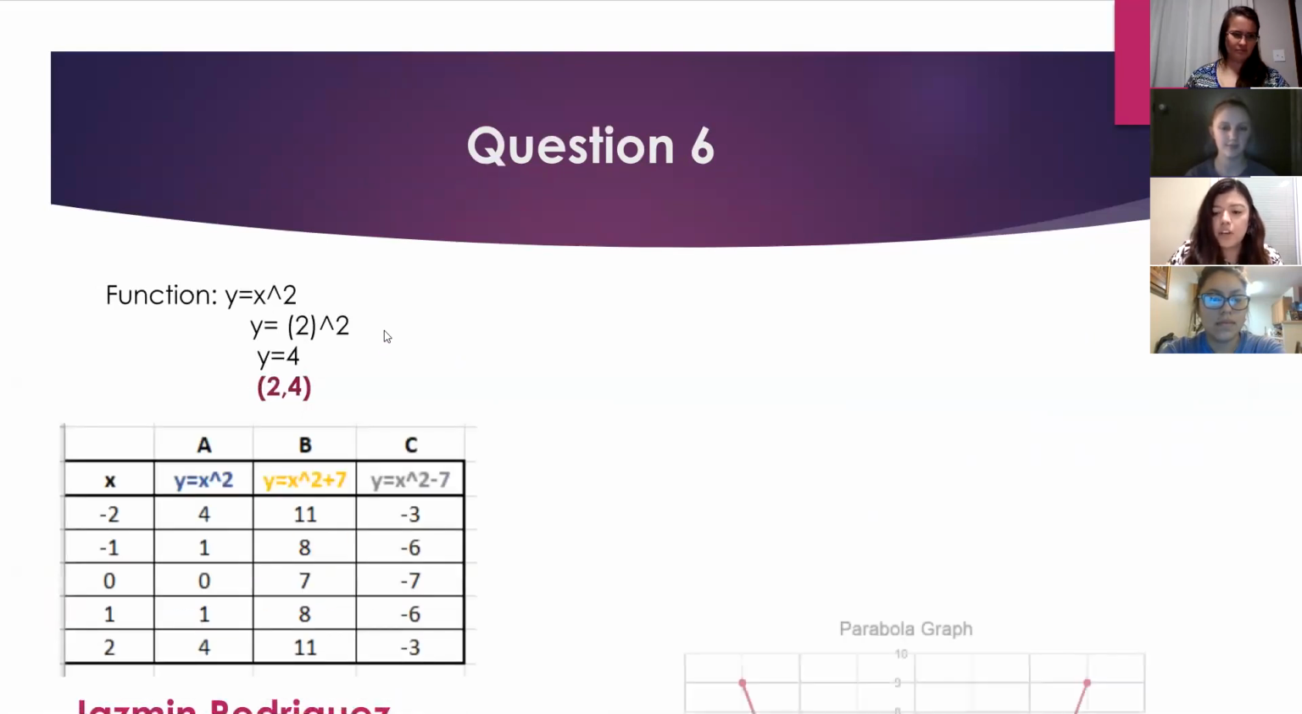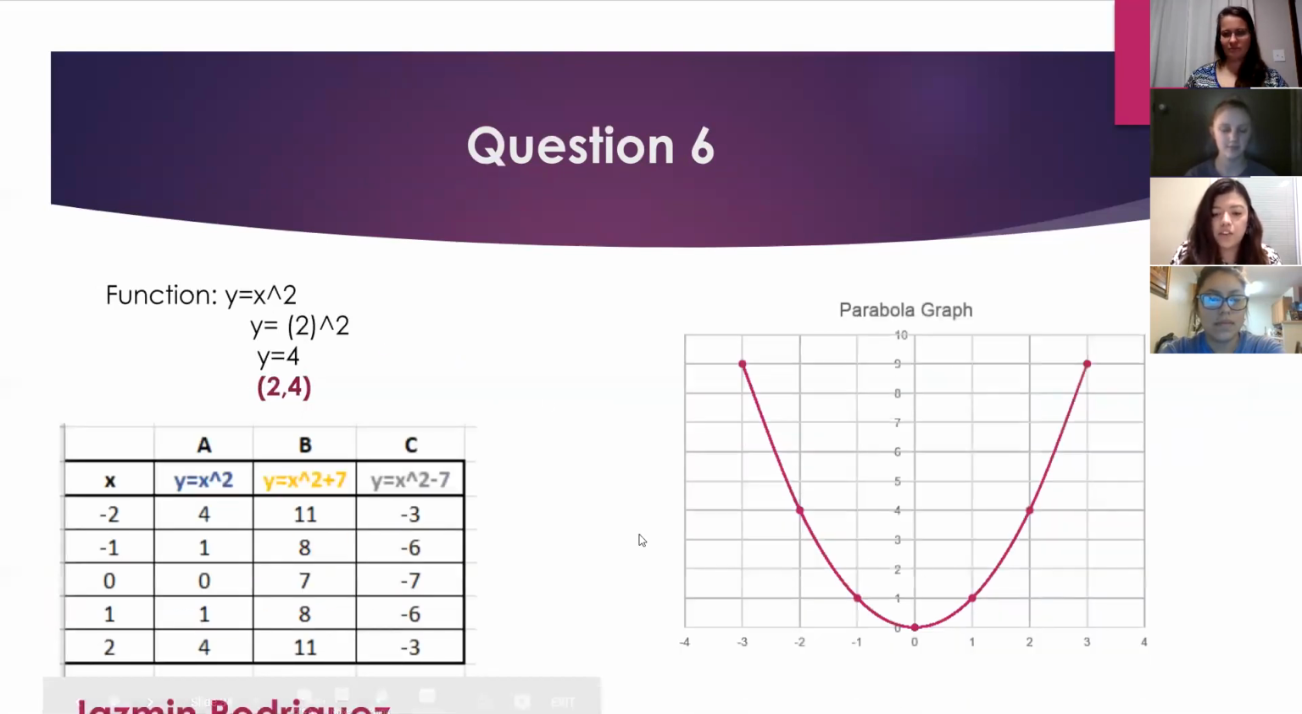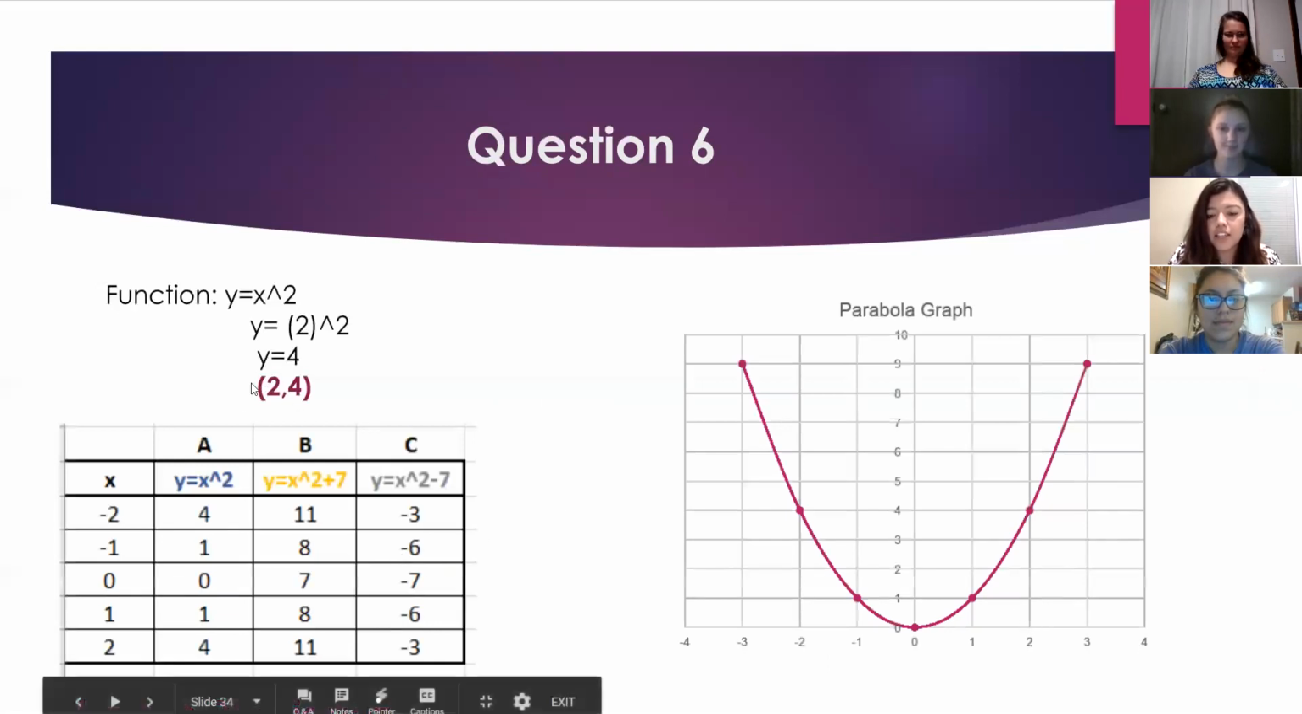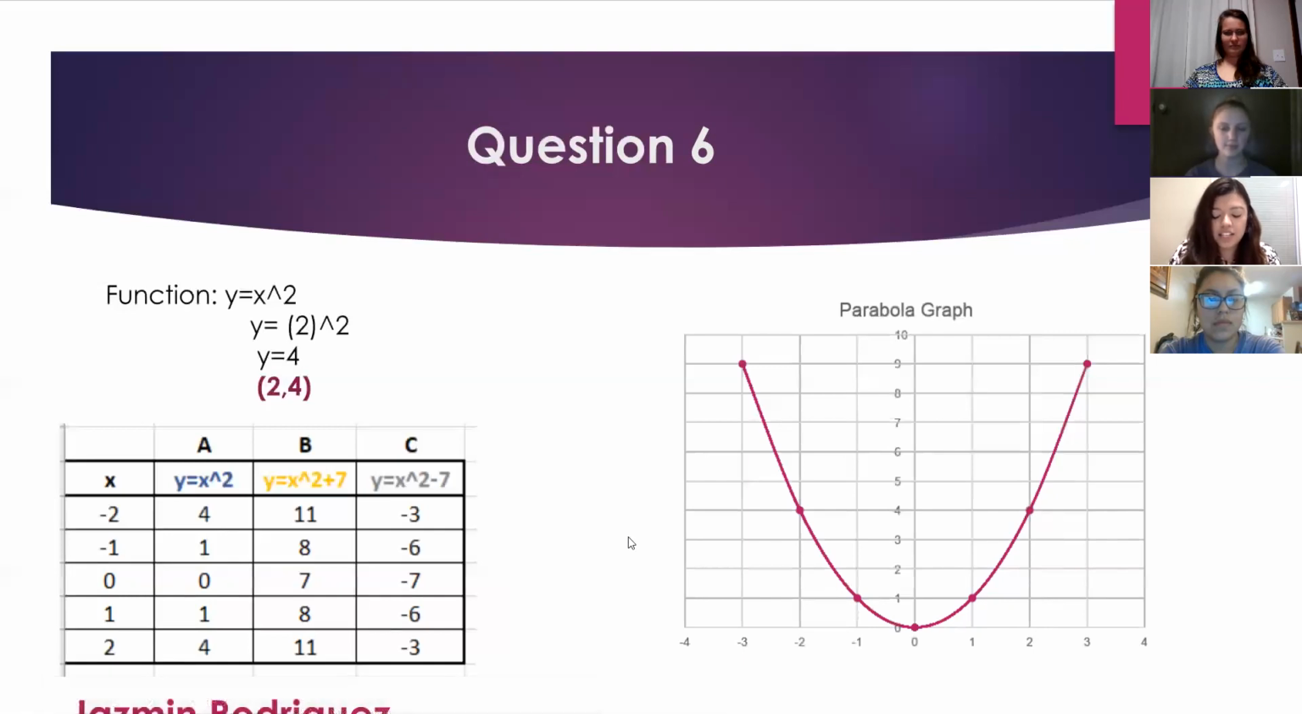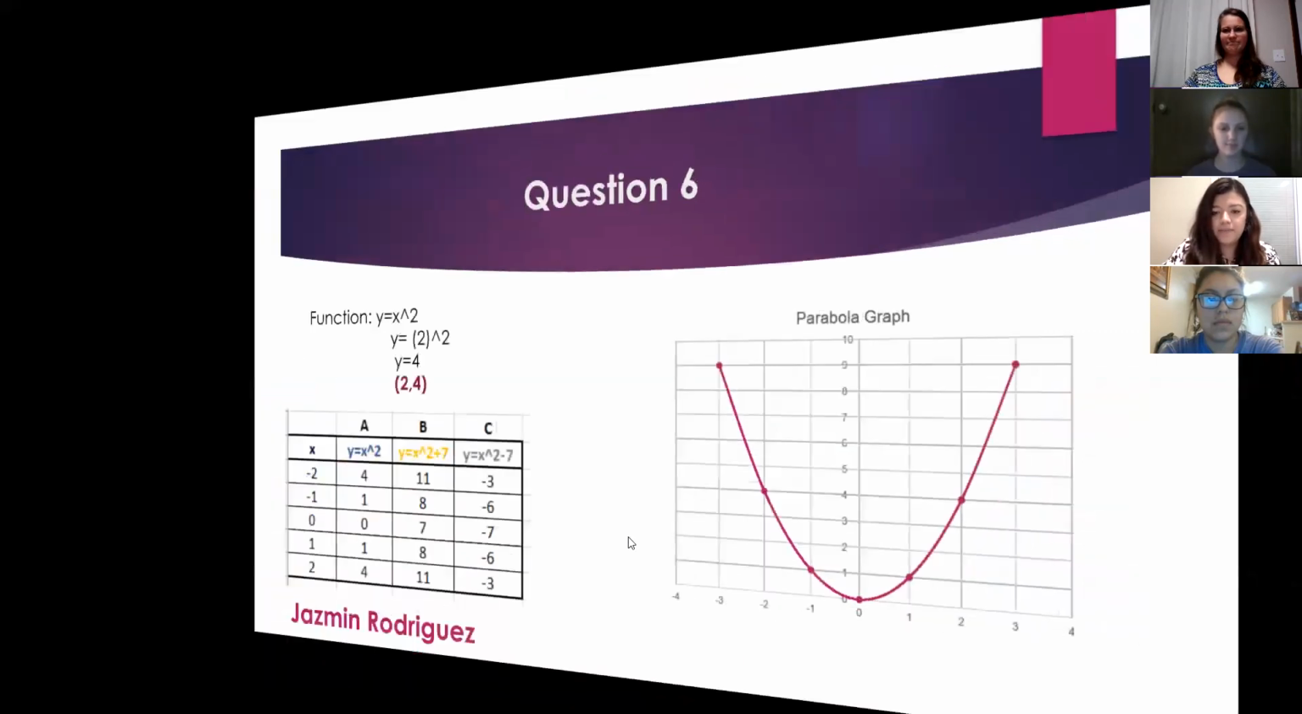Second, we can go to our graph that we have created based off of our table, and we can try to find this point on our parabola. So we will look for the point 2, 4. So yes, once again, it is a product of the function.